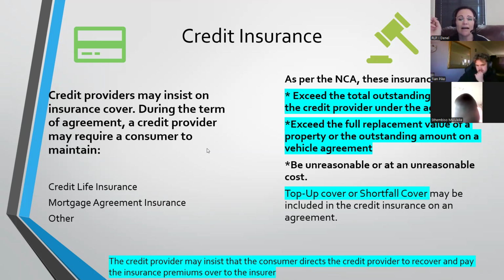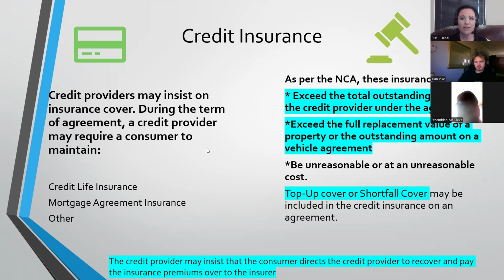They are even allowed to include top-up cover or shortfall cover if they feel it's necessary. So let's just go back to the part where it says exceed the total outstanding debt or exceed the full replacement value. What they're basically saying is that you are not supposed to get rich from the insurance payout. The payout should basically settle your debt and just put you back in the same situation you were in before the incident occurred.